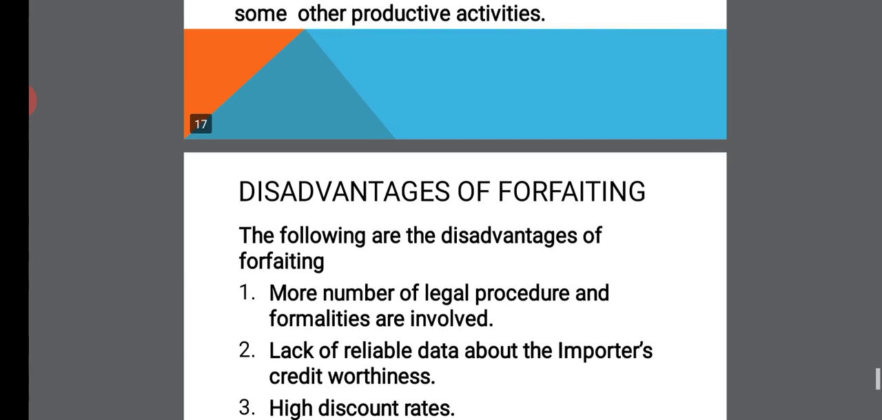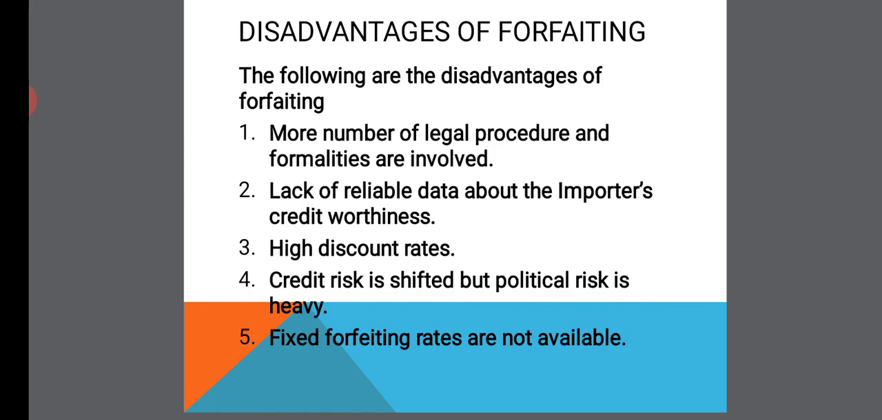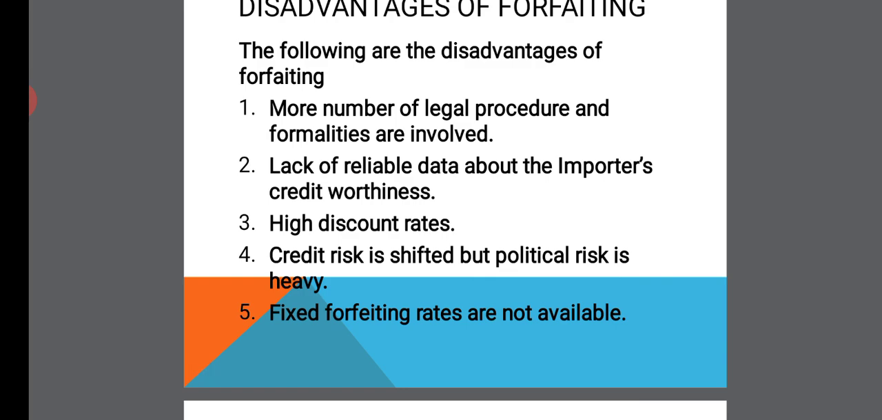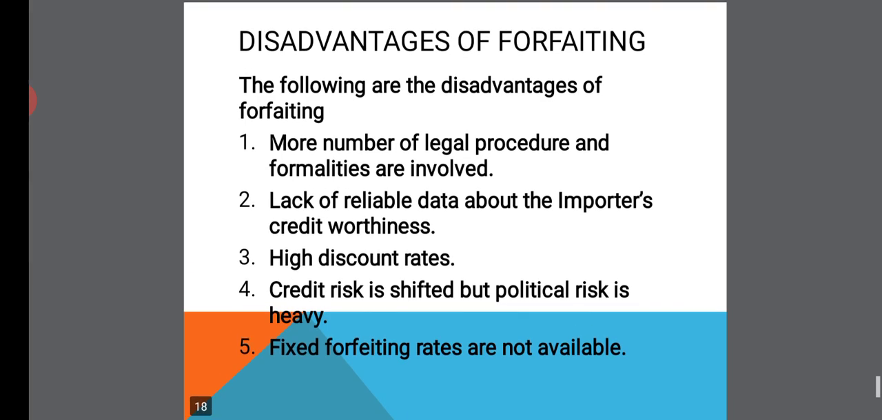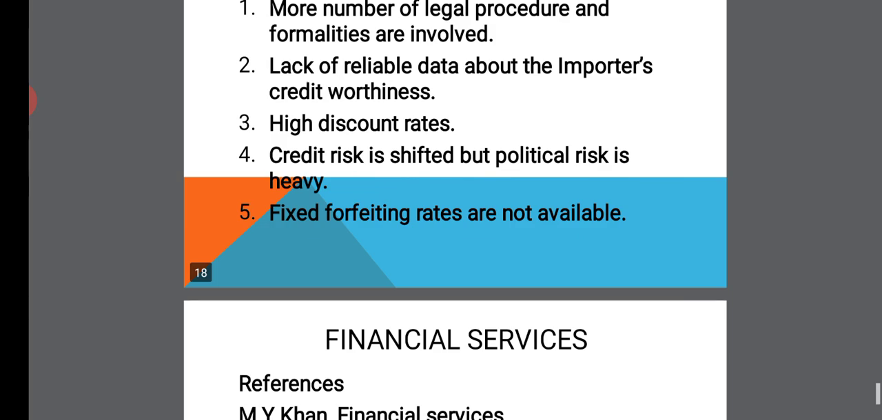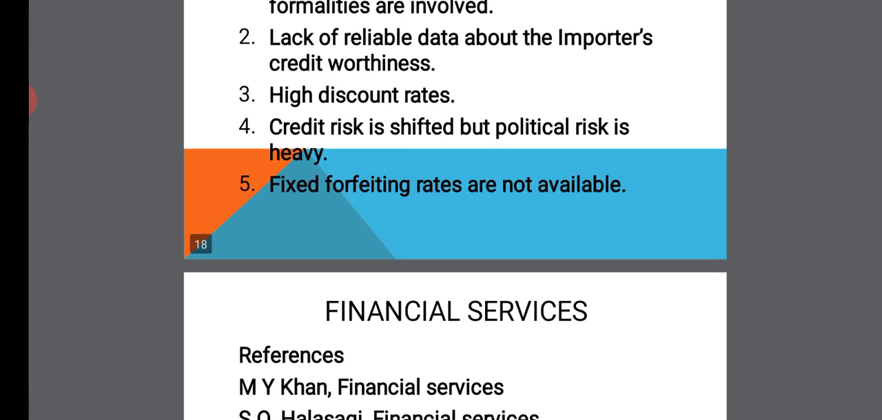Similarly, there are some disadvantages of forfeiting. First disadvantage is there are more legal procedures and formalities. The procedure is very big and formalities are also more. Second disadvantage is lack of reliable data about the importer's creditworthiness. Third is the discount rates are very high. Fourthly, credit risk is shifted, but political risk is heavy in case of forfeiting. Last disadvantage is that fixed forfeiting rates are not available. So there are 11 advantages and 5 disadvantages.